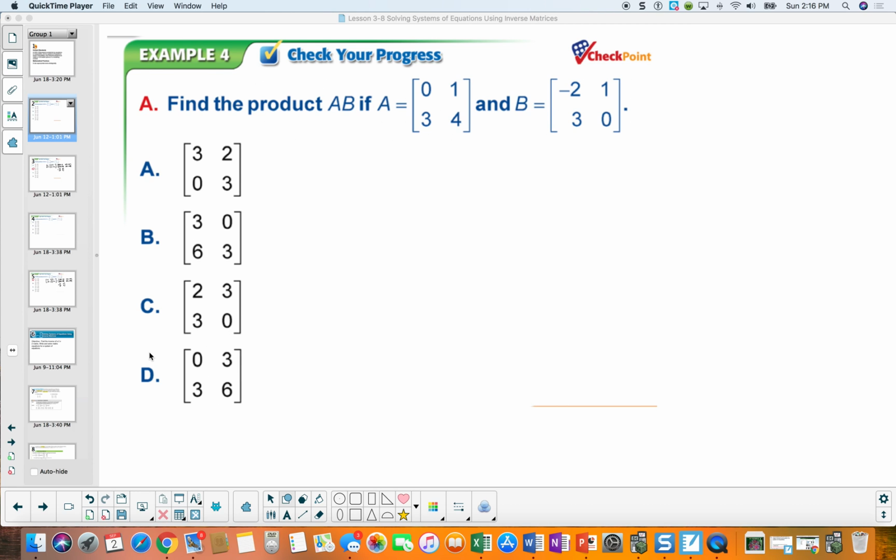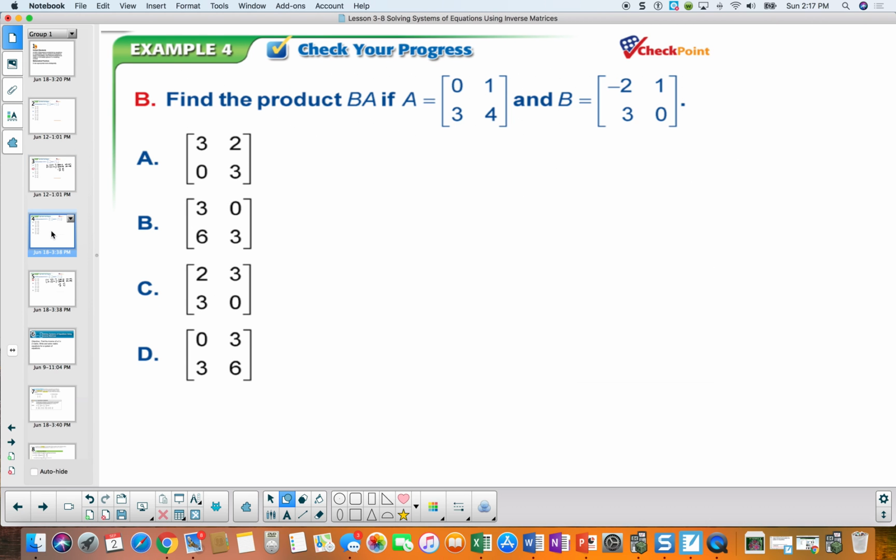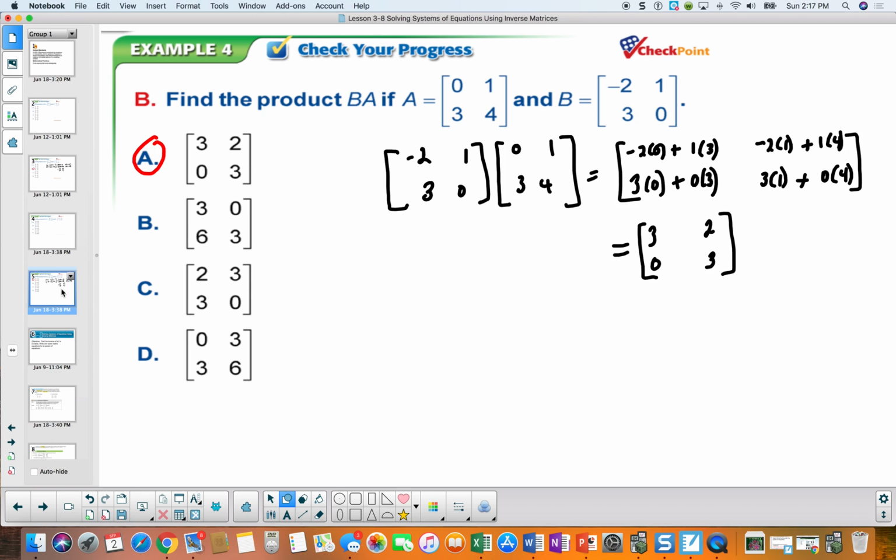Warm up for lesson 3-8, solving systems of equations using inverse matrices. Pause to answer this question. And here's the answer. Pause to answer this question. Be careful with the order. It's matrix B times matrix A. And this is the answer.